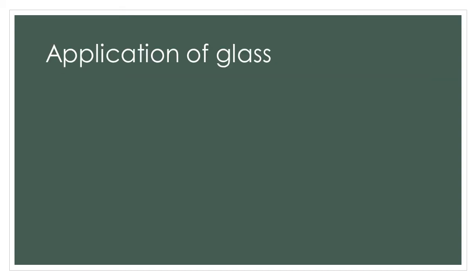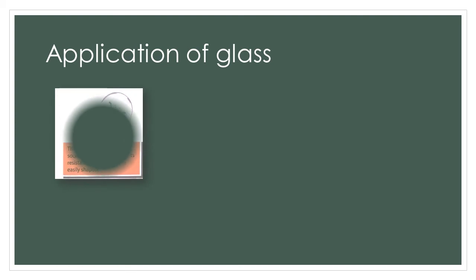So what is the application of glass? What is the use of glass? First, to produce bulbs. A bulb is usually made of soda lime glass because it is resistant to heat and it is easily shaped. So this is an example of the use of soda lime glass.